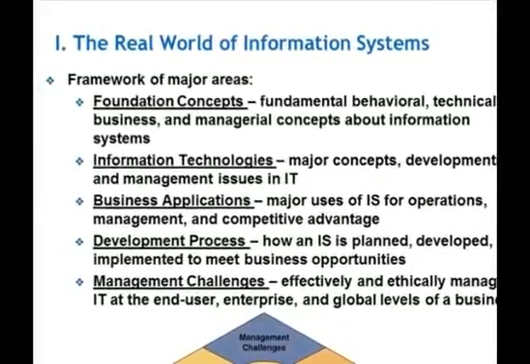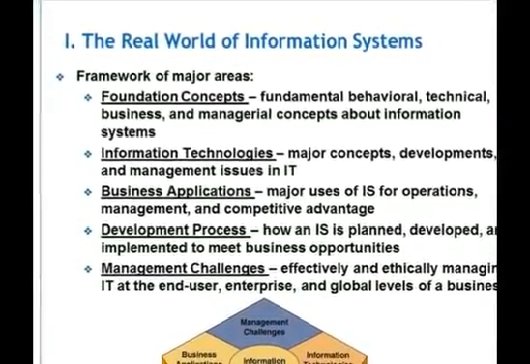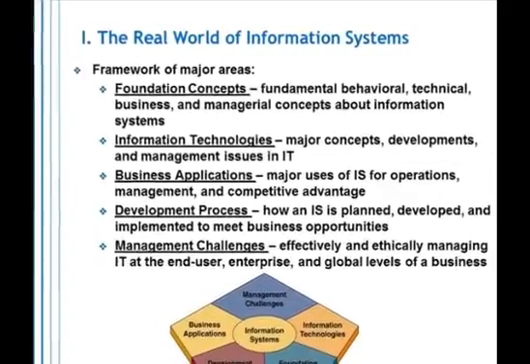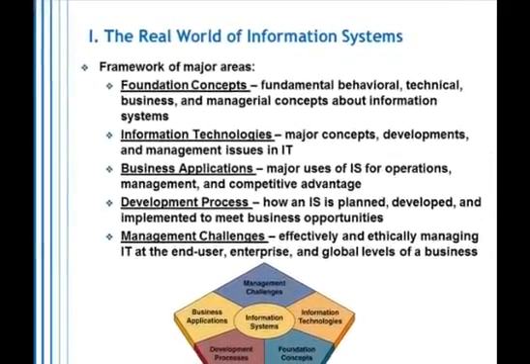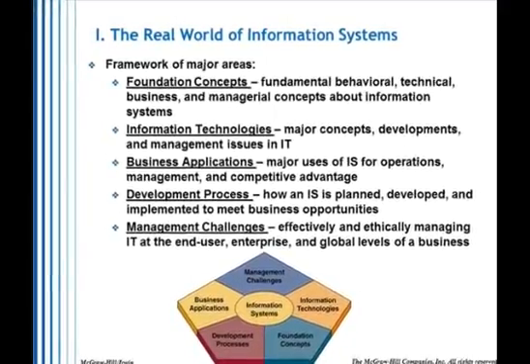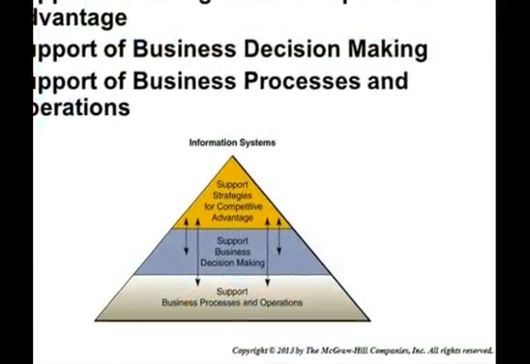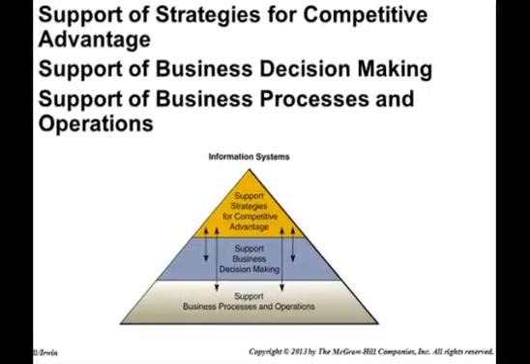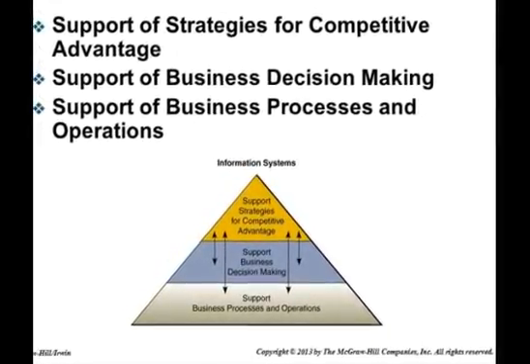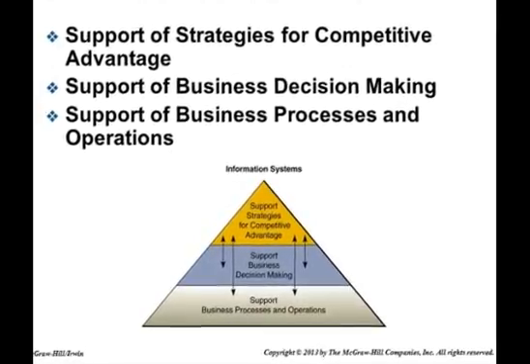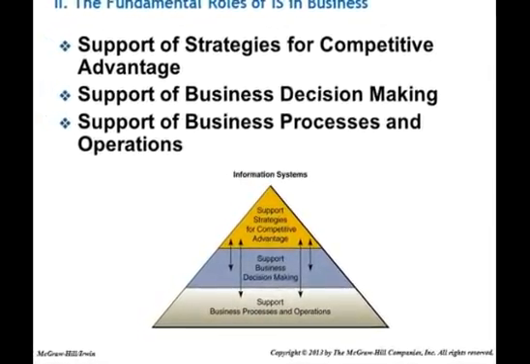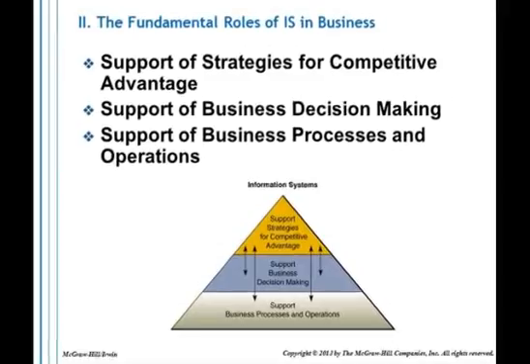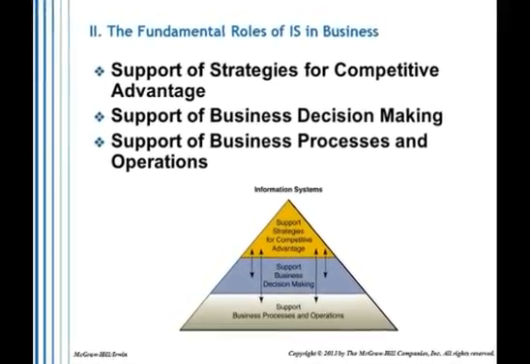This diagram and explanation gives us the foundational concepts that we're going to review, including the information technologies, business applications, the development process, and management challenges. All of these interleave into information systems for business leaders. At the end of the day, information systems are designed to do one thing. They're designed to help organizations be more effective and more efficient so that they can be more competitive. So we want to support the strategies for competitive advantage while we're helping the business make better decisions and then hopefully providing more efficient business processes and workflows so that operations can run more smoothly.